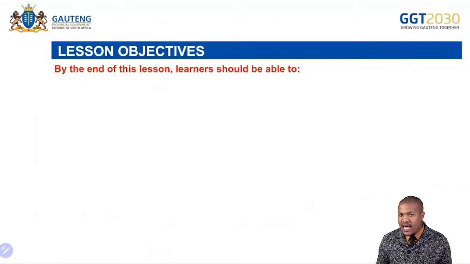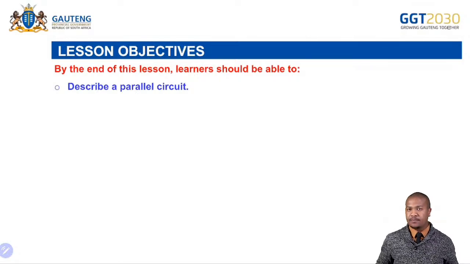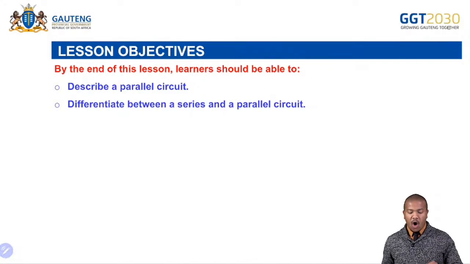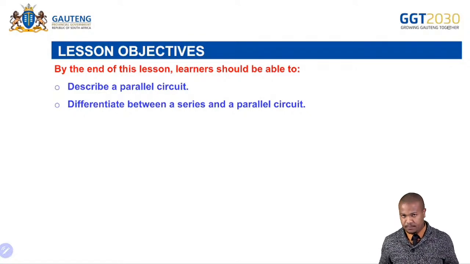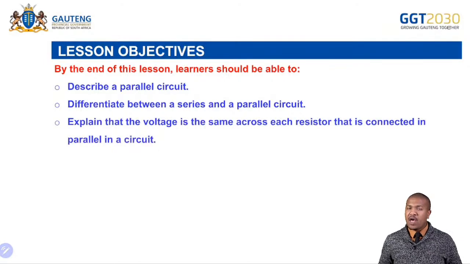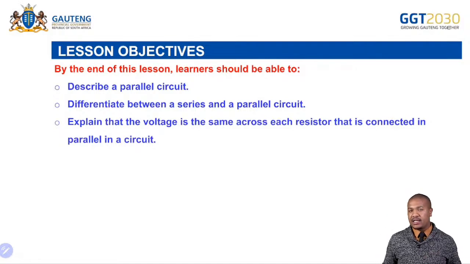When this lesson ends, we should be able to describe a parallel circuit, what a parallel circuit looks like or what a parallel circuit is. Also, we need to be able to differentiate between a series and a parallel circuit. Not only that, we need to be able to explain that in a parallel circuit, the voltage is the same across each resistor that is connected in parallel in a circuit.